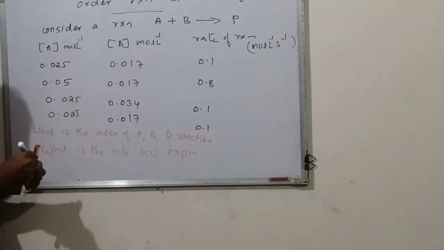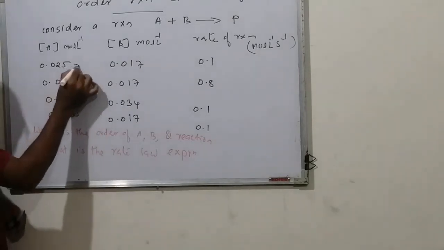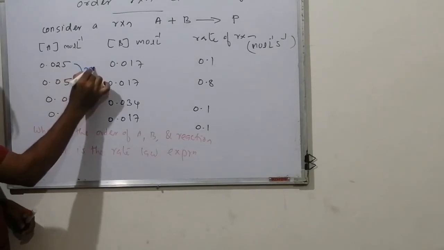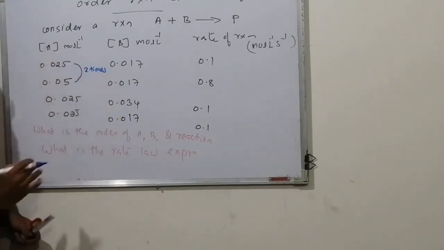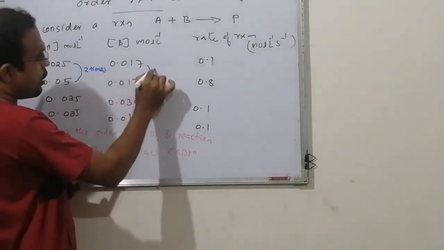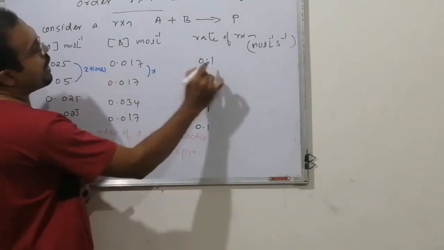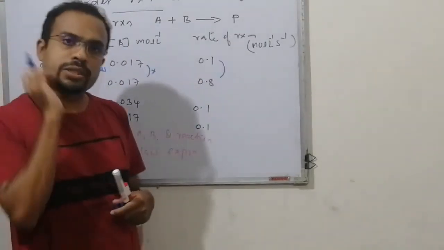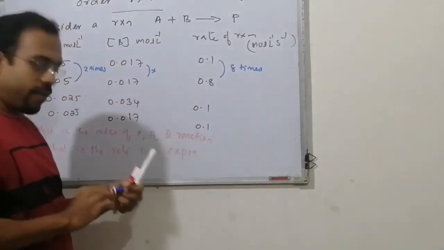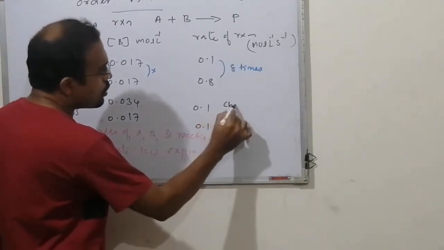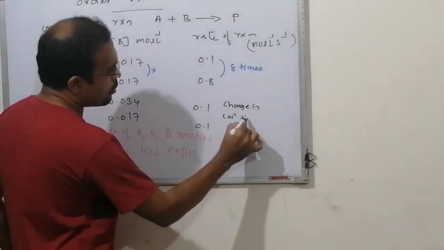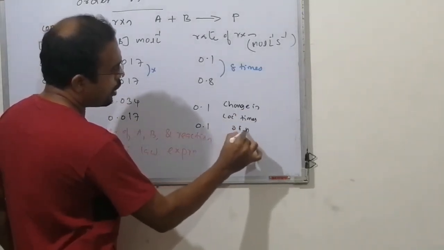Now what I am going to do, I just do a mind calculation. How many times has A changed here? 2 times. A has been changed 2 times, doubled. Okay, I neglect B here. Then with respect to this change, how many times has the rate changed? 8 times. Now I have a relation: change in concentration times of A, I make a relation.